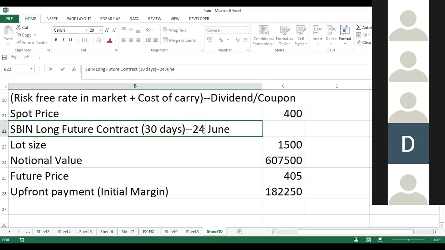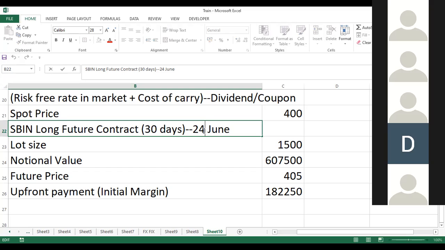Bank Nifty has weekly expiry, no? So is it also applicable in SBI? Yes, you're saying weekly expiry? Bank Nifty has weekly expiry, no? Yes, Bank Nifty and your Nifty both.